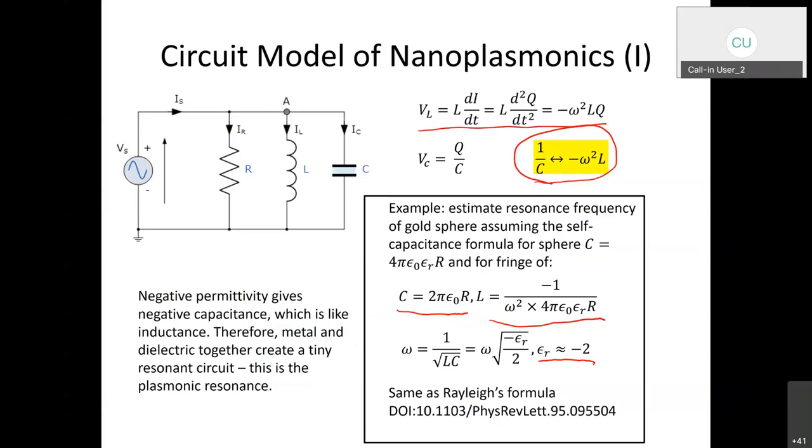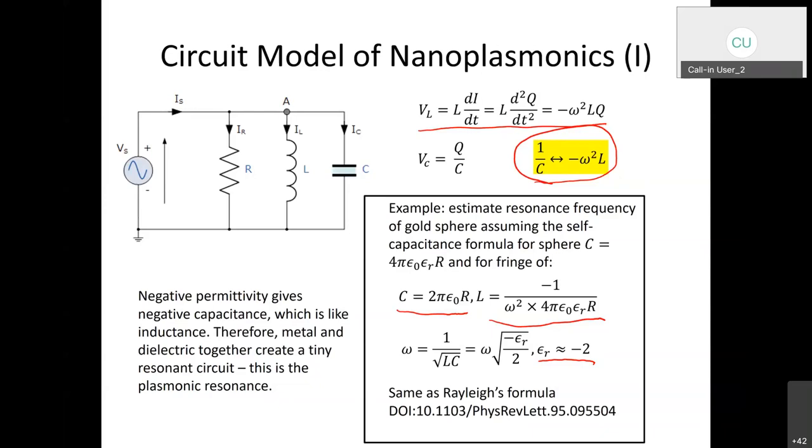And so it's the inductive response of the electrons which gives you the inductance part of this resonance circuit, which is a nanosphere in this case. And the surrounding material gives you the capacitive part. And when you put those two together, you get the resonance. So that is really the resonance that we see in this plasmonic resonance, okay?